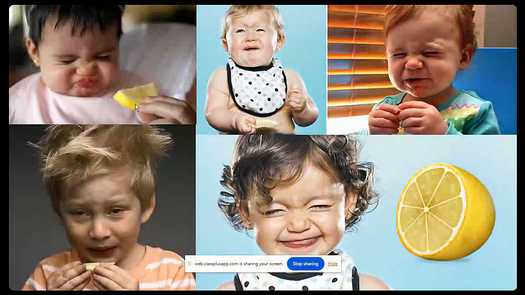Now today we'll discuss first the properties of acids, and then we'll move into the properties of bases. Before that, we'll discuss what acids and bases are. If you see the different facial expressions here, it means we can identify that there is a difference in taste. Is it right? If you taste something, the facial expressions will show that in different ways.